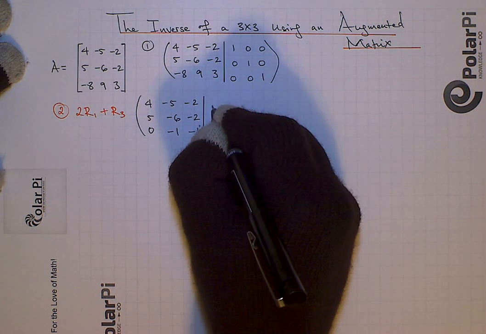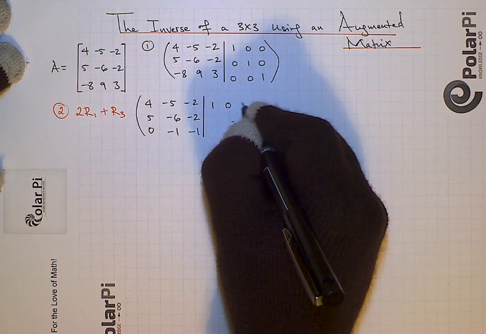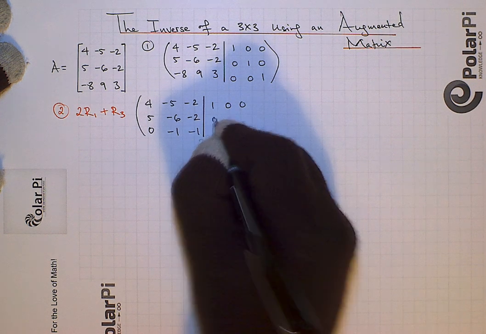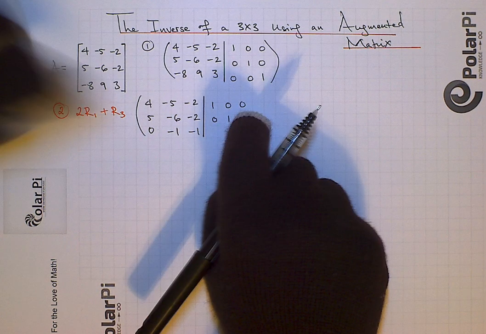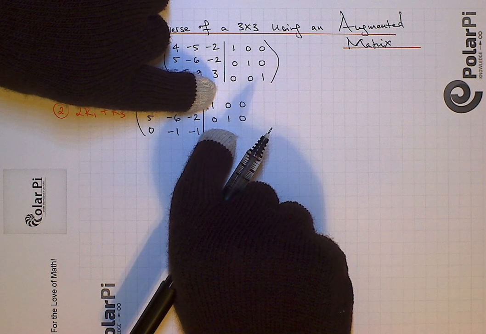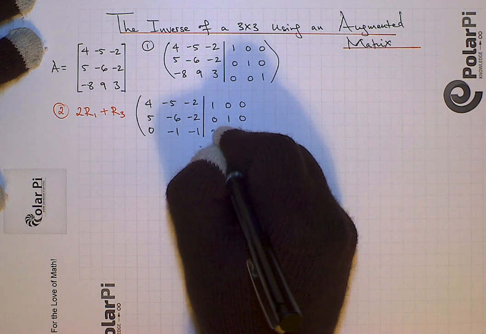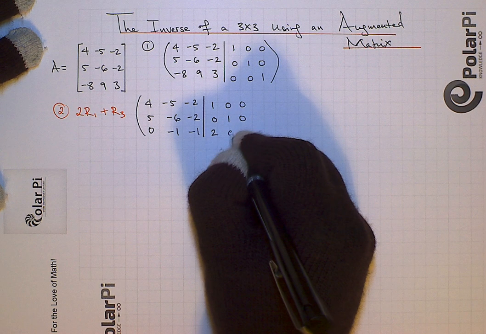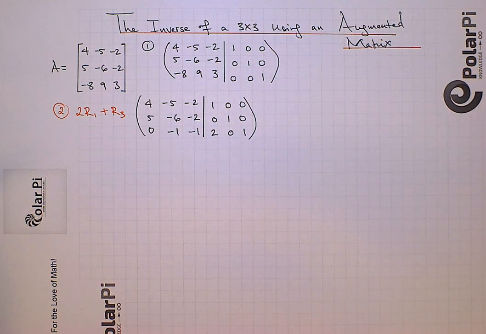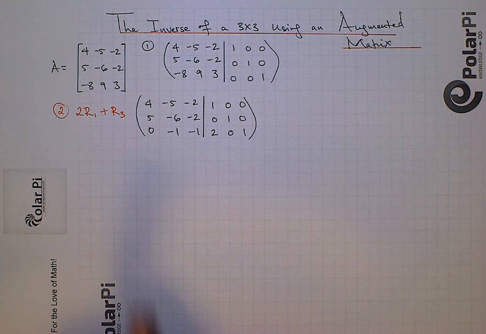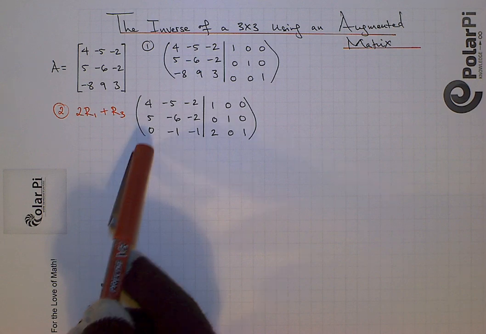So we go 1, 0, 0, and then 0, 1, 0. And what happened here? So twice row 1 means that's a 2 plus row 3. So 2 plus 0 means we've got a 2 right here, and then we've got a 0 here, and then we've got a 1 here. Okay, cool. So this is what that did. It's a start. We got a 0 there.